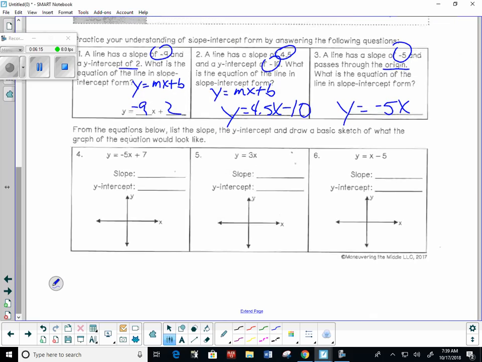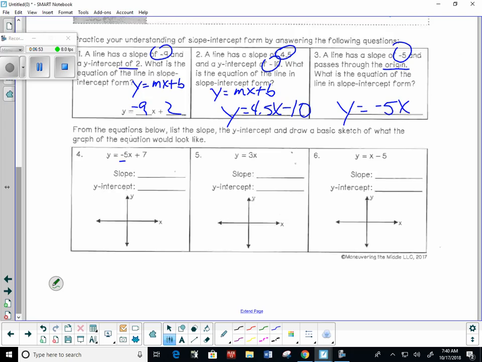Okay, going a little bit further. From the equations below, list the slope, y-intercept, and draw a basic sketch of what the graph of the equation would look like. Okay, so y equals -5x plus b. Well, don't write this down, okay? If this was y equals x, that's 1 times x, isn't it? This would have gone through the origin, and it would have gone through pretty much separating these parts right here to be the same size. Okay, so let's get rid of that. Now, we will write this.